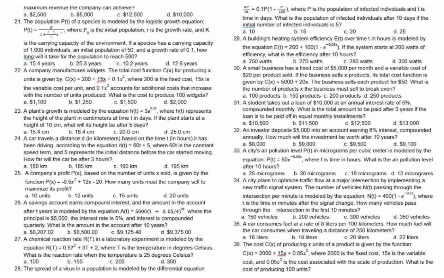Number 22. A company manufactures a product with the total cost function C of x for producing x units given by C of x equals 200 plus 15x plus 0.1 x squared, where 200 is the fixed cost, 15x is the variable cost per unit, and the 0.1 x squared accounts for additional costs that increase with the number of units produced. What is the cost to produce 1000 widgets?